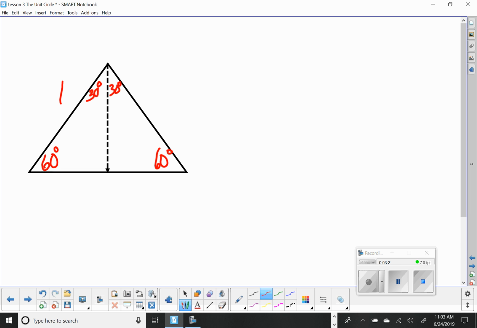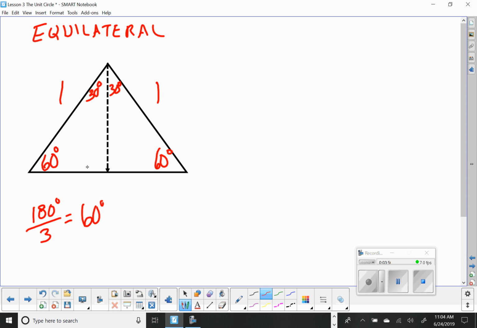And to save a little bit of time in the video, what I've done is I've said that this is an equilateral triangle. That means the three sides are all the same and the angles are all the same. Well, if the angles are all the same, 180 degrees divided by 3 is equal to 60 degrees. So every angle is 60 degrees.